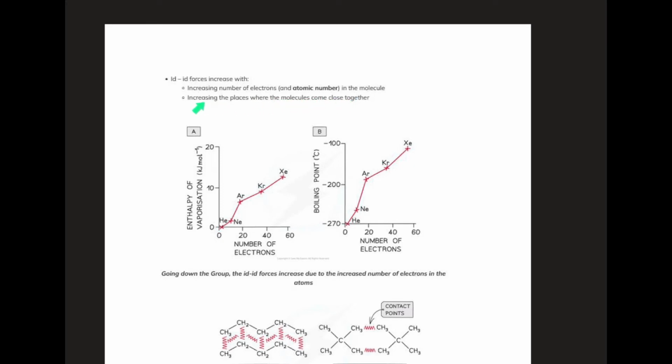This one depends on the structures. So for example, let's say between a structure which is long and a structure which is round. What we can say is if they are long shapes, then they can form more Idid forces. If they are round shapes, then they can form less Idid forces.